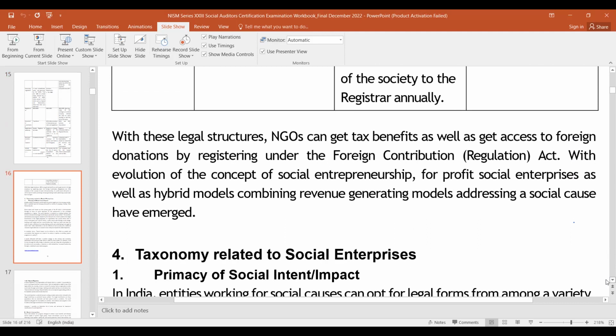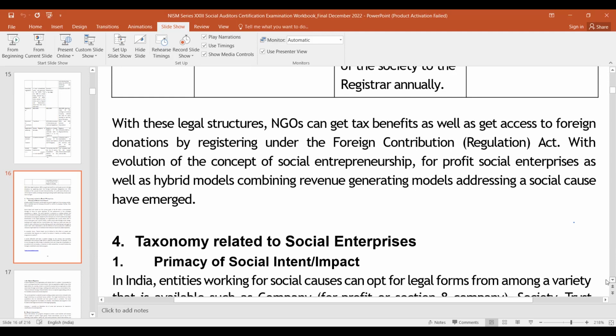So with these legal structures, NGOs can get tax benefits as well as get access to foreign donations, say, by registering under the Foreign Contribution Regulation Act (FCRA). This much we all know. And with the evolution of the concept of social entrepreneurship, for-profit social enterprises as well as hybrid models combining revenue generating models addressing a social cause have emerged. Trusts, societies, and Section 8 companies are basically not for profit. But now this social enterprise concept has evolved, and certain social enterprises are being run for profit also.